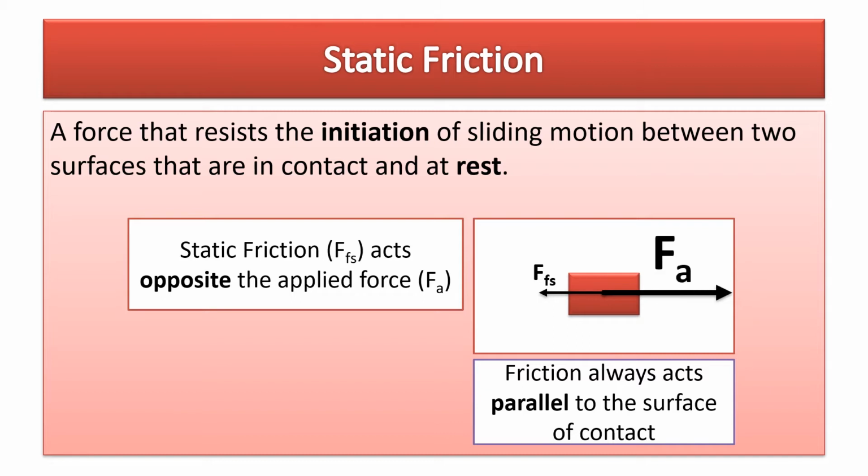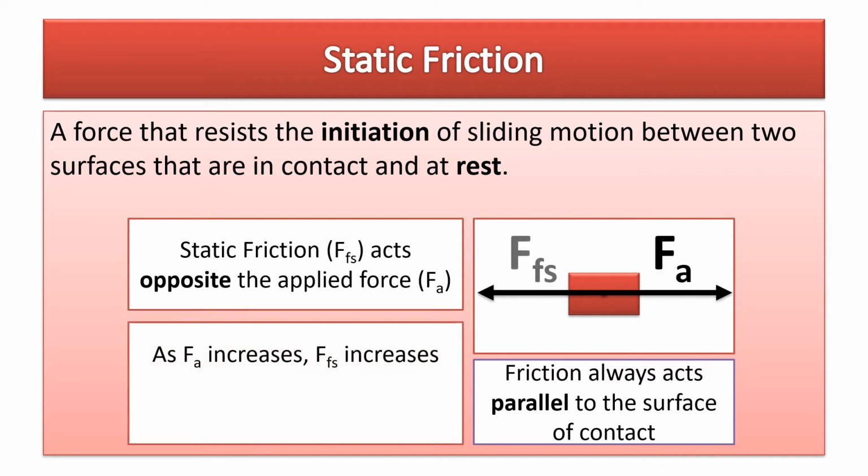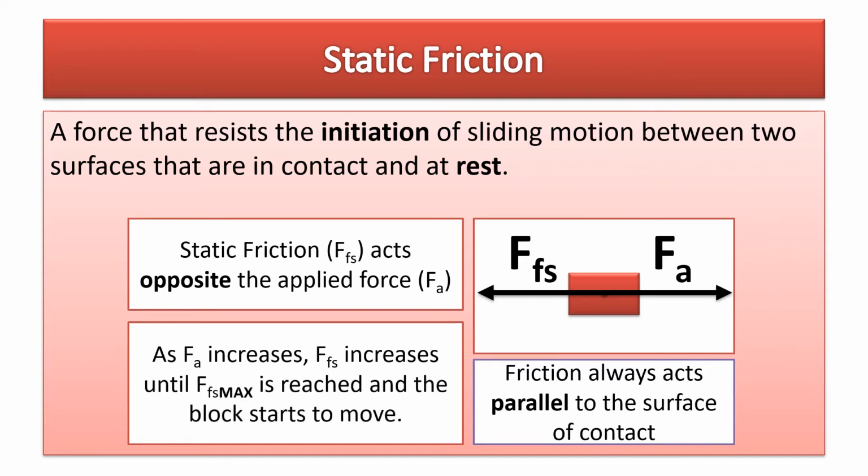And this was a little bit different. So for static friction, if you increase the applied force, then the static friction increases to meet it so that it stays at rest because it wants to resist the start of the motion. But that can only happen for so long. Then you reach the maximum static friction, and if you increase the applied force a little bit more than that maximum, then it starts sliding, and you don't have static friction anymore. It turns into kinetic friction.